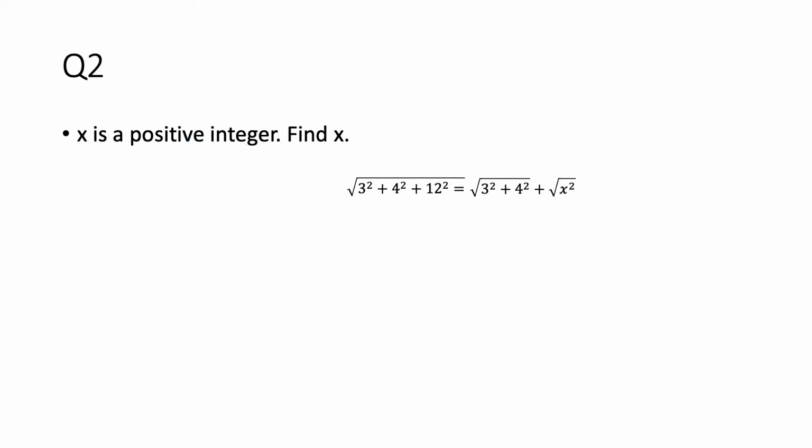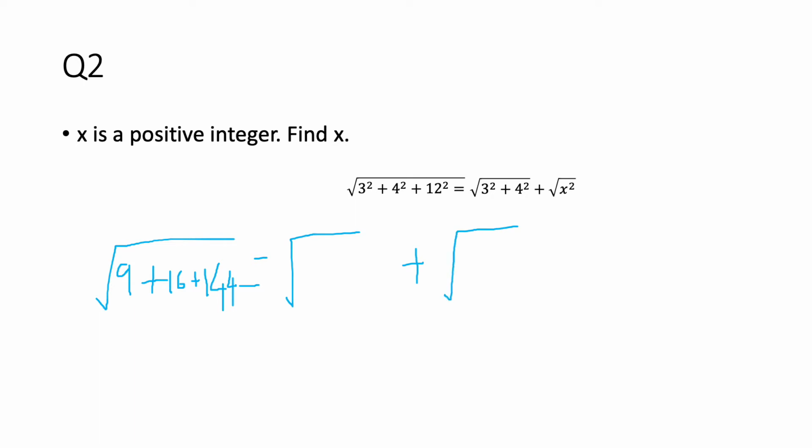Question 2, x is a positive integer, find x. We've got the square root of 3 squared plus 4 squared plus 12 squared equals the square root of 3 squared plus 4 squared plus the square root of x squared. Let's break this down. The left hand side: 3 squared is 9, 4 squared is 16, and 12 squared is 12 times 12, which is 144. So we've got 144 plus 16 plus 9 has to equal the square root of this plus this.